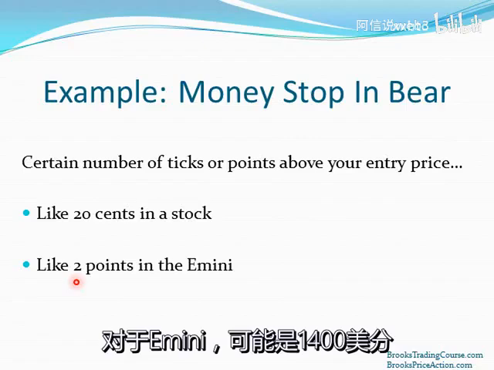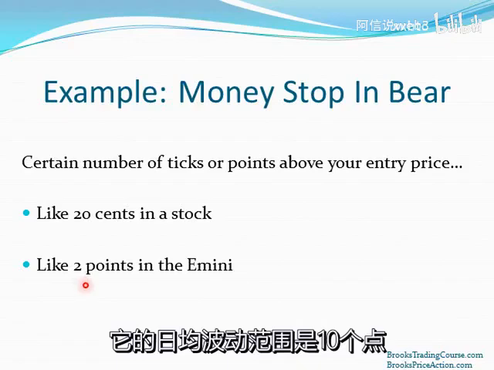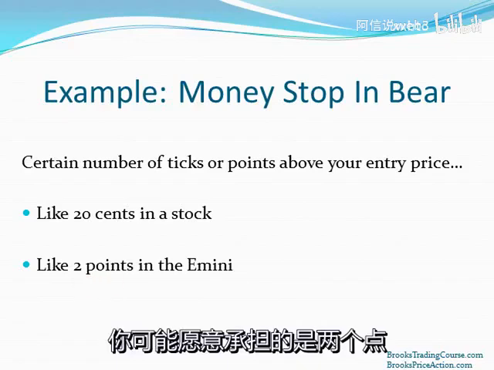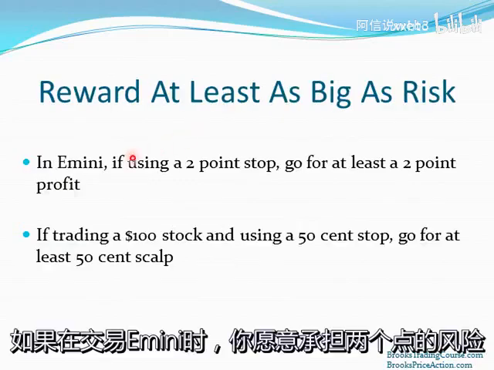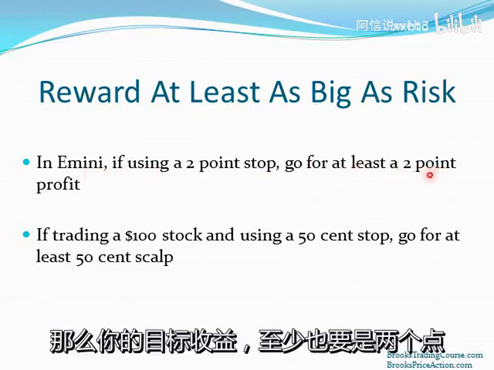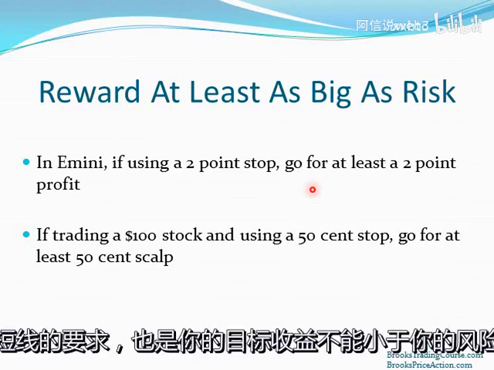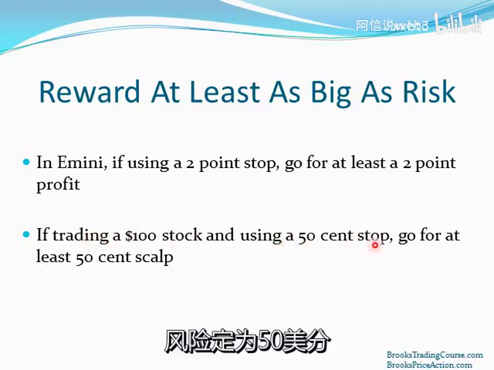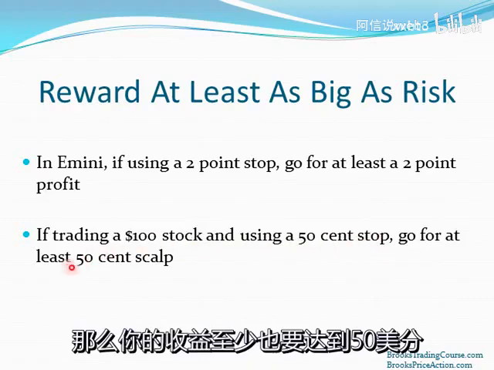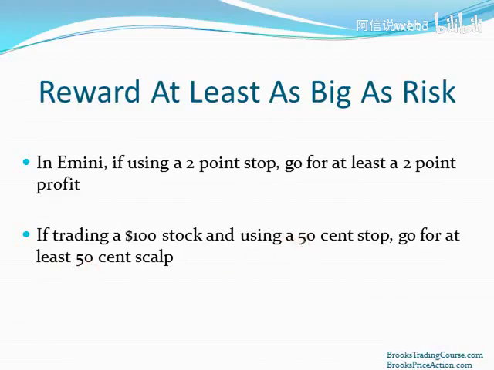And the E-mini, with the E-mini trading around, let's say 1400 or so, and the average daily range of about 10 points or so, you might want to risk 2 points. If you do choose to use a 2-point stop in the E-mini, you need to go for a profit target that's at least 2 points. Even in a scalp, you always want your profit goal to be at least as big as your risk. If you're trading a $100 stock and you're using a 50-cent stop, you have to go for a profit target of at least 50 cents, at least as big as your risk.